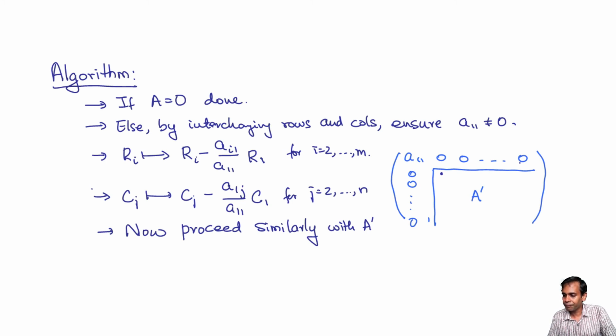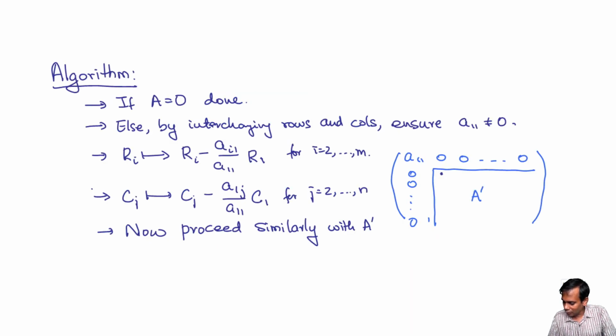And so any row or column operation involving rows 2 to m or columns 2 to n will not affect the first row or the first column. And eventually you'll be able to reduce your matrix to this canonical form.